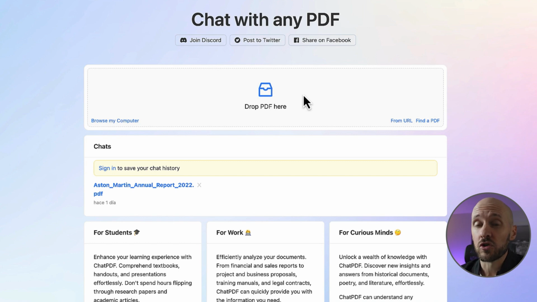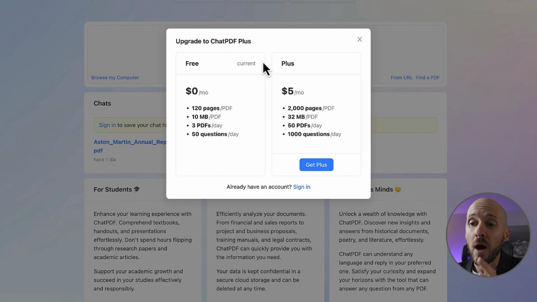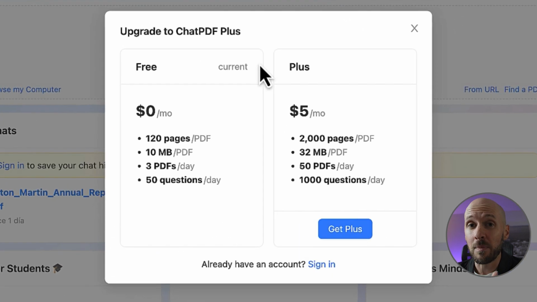All you have to do is just drop your PDF document on the drop zone here, and then you can just chat with the document. Now, before we get there, let's take a look at the pricing model of this tool. They have a free model which allows you to upload a document that is 120 pages long, which I think is a good way to start using the tool.